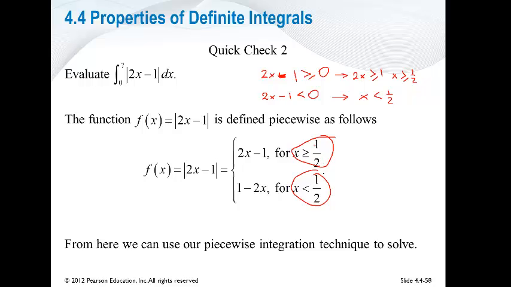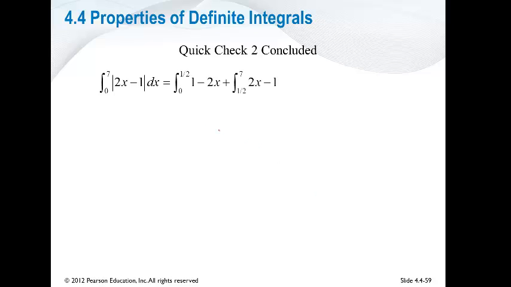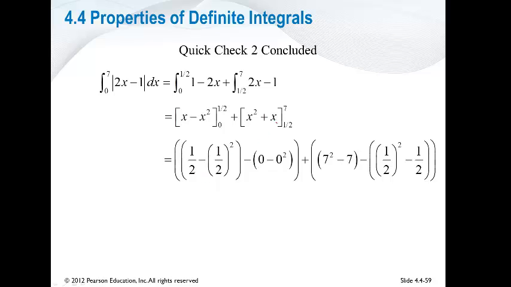And again, the point that divides the interval 0, 7 is just 1/2, right? So if we continue, we split the integration from 0 to 1/2, where we take the function with the minus, which is 1 minus 2x, and then from 1/2 to 7, where we take 2x minus 1. Then we find the antiderivative: the antiderivative of 1 is x, the antiderivative of 2x is x squared. We evaluate at 0 and 1/2, and here the antiderivative of 2x is x squared, the antiderivative of 1 is x, and this is at 1/2 and 7. Then we do the quick evaluation, and this yields 42 and 1/2.